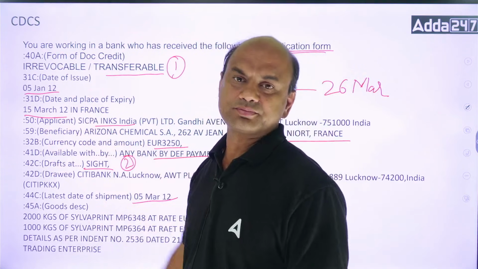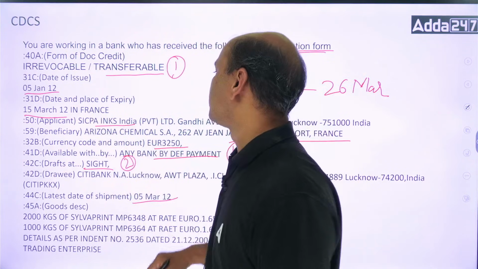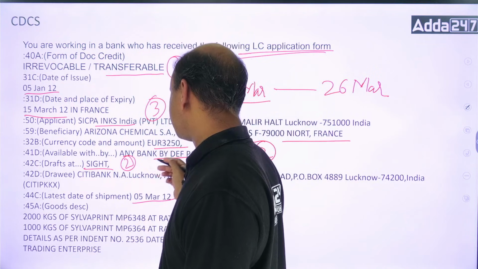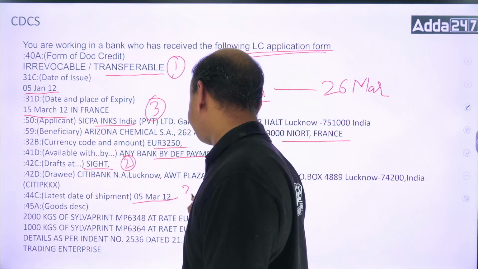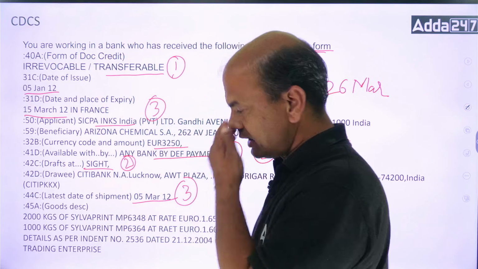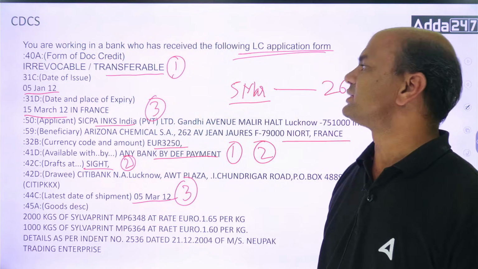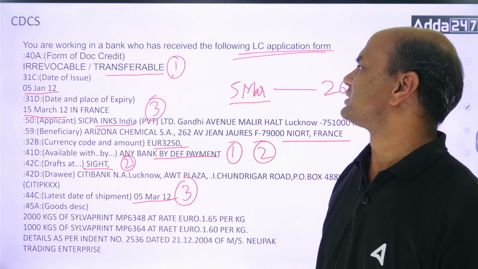But minimum 26th March. When is my LC expiring? 15th March. So this is another problem. Third problem. 3. And where is it? The second one, 3. Right? This is your third problem. Right? Next.